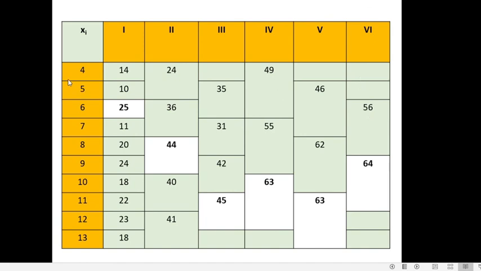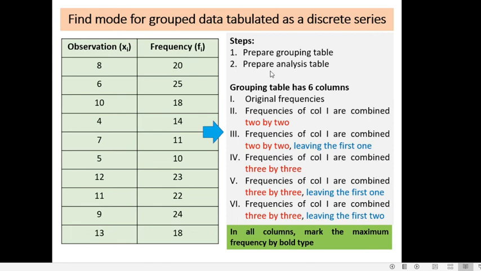Now, in all these columns, we have to mark the highest frequency. So, here in this column, 25 is the highest. In the second column, 44 is the highest. In the third column, 45 is the highest. In the fourth one, 63 is the highest. In the fifth column, 63 again is highest, and in the sixth column, 64 is highest. So, preparation of the grouping table is over.